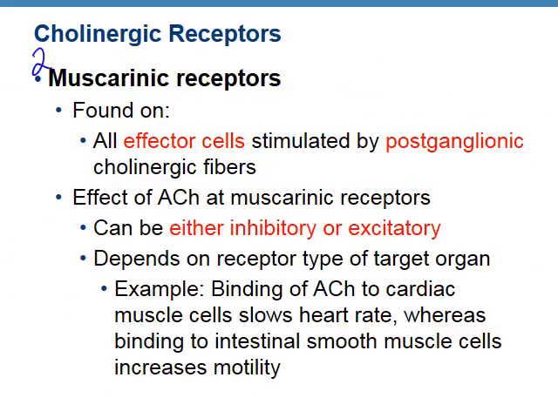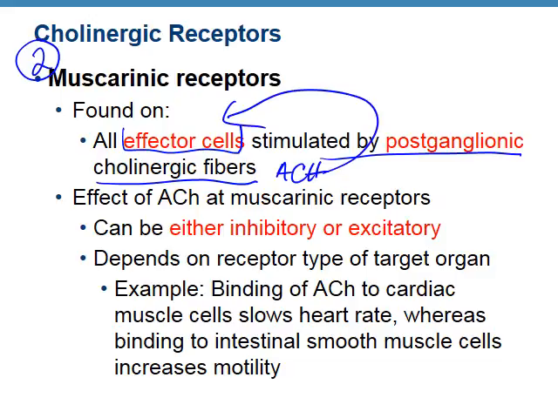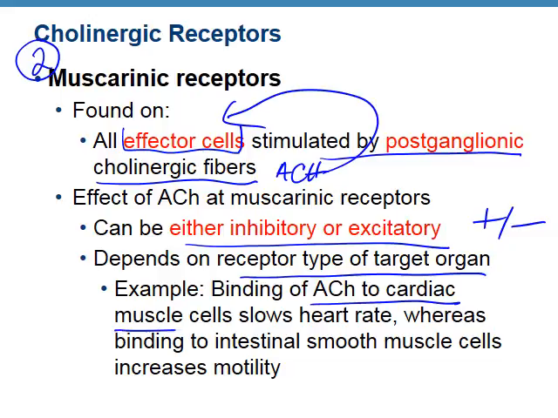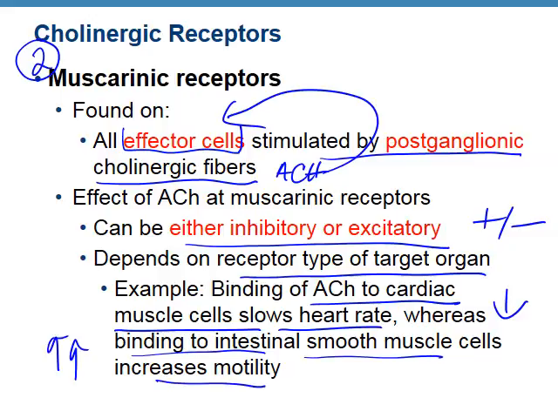So what about the second type, the muscarinic receptors? These are found on all effector cells that are stimulated by postganglionic cholinergic fibers. So if it's releasing acetylcholine, you should have a muscarinic receptor on those effector cells. So these can inhibit or excite, so you can turn on or off, and it depends on the receptor type of the organ cell. For example, binding of acetylcholine to cardiac muscle cells actually slows the heart rate down, whereas binding to intestinal smooth muscle increases motility.